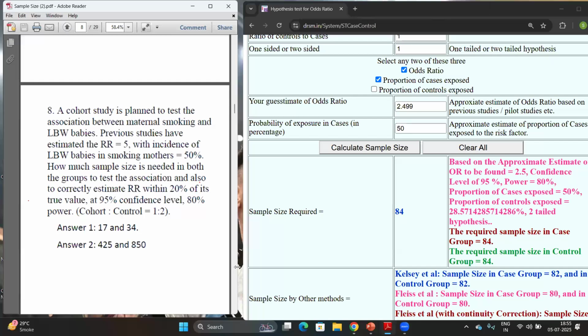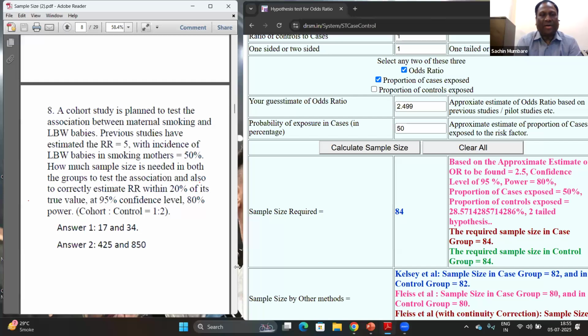Previous studies have estimated the relative risk as 5, with incidence of LBW babies in smoking mothers equal to 50%. That means there are two groups. One is the exposed group of smoking mothers. The other is the control group of non-smoking mothers. The relative risk by previous studies is 5, and amongst the smoking mothers, 50% babies are low birth weight babies. This is the information that is given.